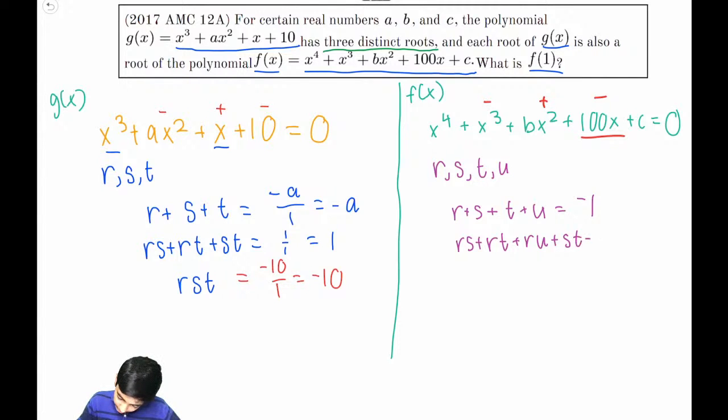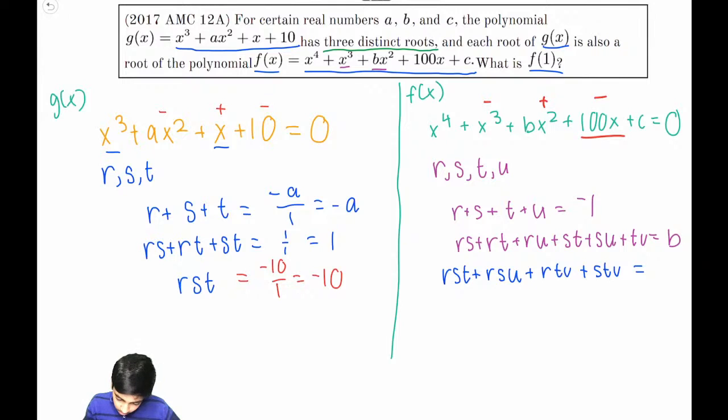I'm just writing them for the sake of making it clear. So I'm just going to write out the whole product expansion. This will be equal to negative, positive. So b over 1, so b. And then the next one, we have the product one: rst plus rsu plus rtu plus stu is equal to, negative, positive, negative, positive.